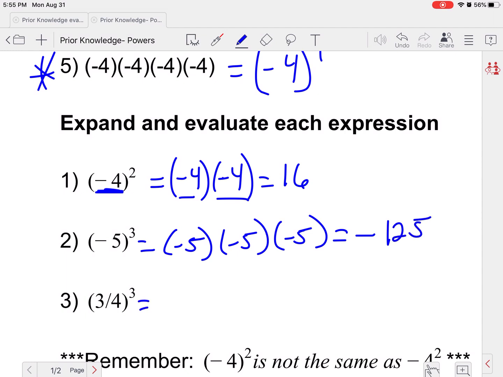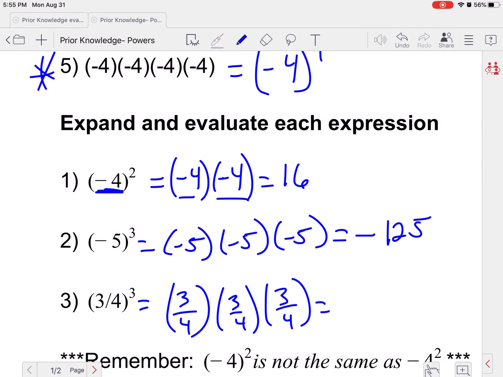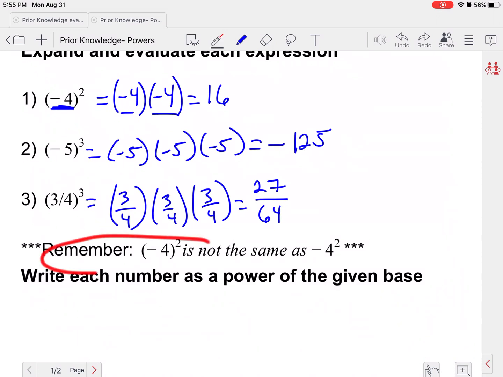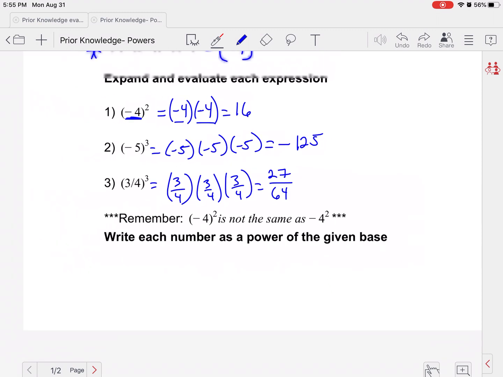We can do the same thing with fractions. So we'd have 3/4 times 3/4 times 3/4. And remember, when we multiply fractions, we can just multiply straight across the top and straight across the bottom. So 3 times 3 times 3 is going to give us a nice 27, and 4 times 4 times 4 would give me a nice 64. I also know that this cannot reduce because 3/4 cannot be reduced. Again, recall that -4 squared in parentheses is not the same as -4 squared. So make sure we're paying attention to that.